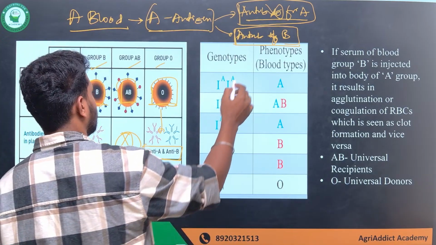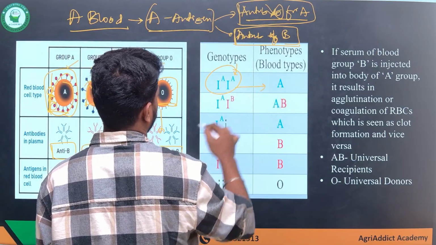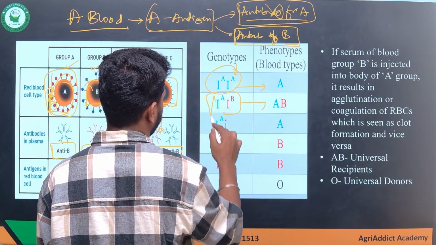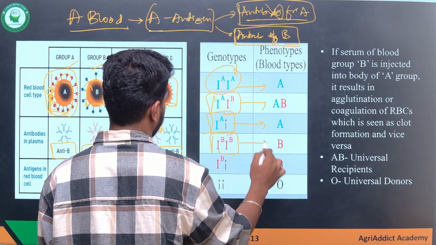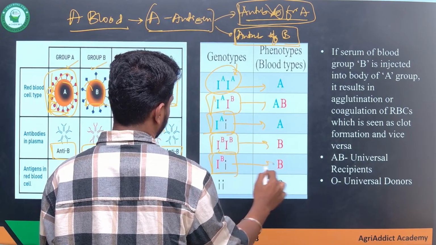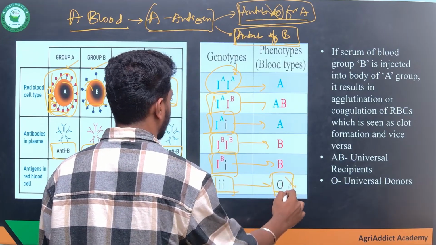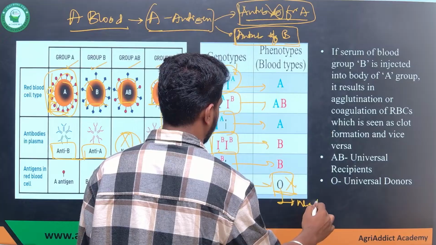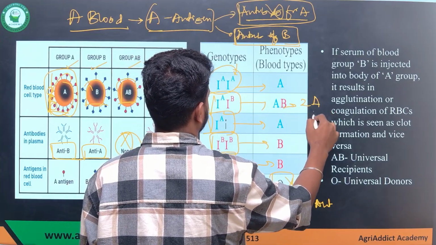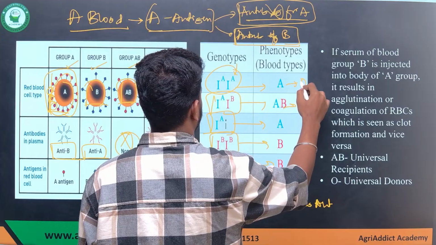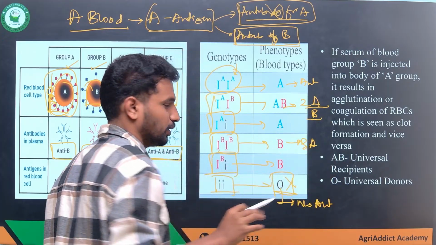And the genotypic notation here: IA IB will give AB, IA and i will give only A, IB and IB is B again, IB and i is B, and small i i is O with no antigen. O is nothing but no antigen, AB is nothing but having both the A antigen and the B antigen, A is having the A antigen and B is having the B antigen. That's it. You have to remember this.